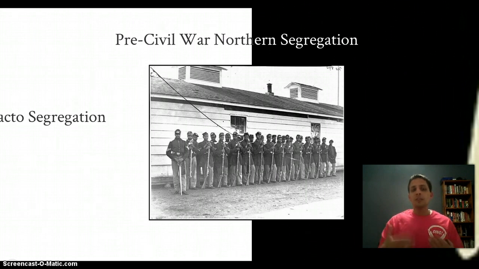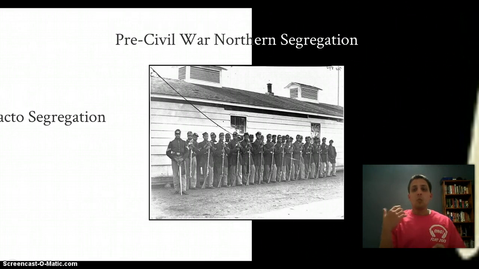When you have these black regiments that start to come into the military, the most famous ones coming from Massachusetts, and also the earliest ones coming from Massachusetts, they're always going to be segregated, white and black. And segregation stays in the military for a very long time. We have segregated units all the way up through World War II. So this is an example of segregation starting in the North.